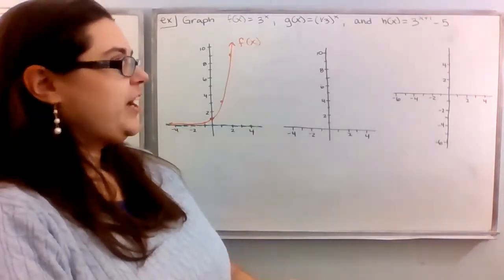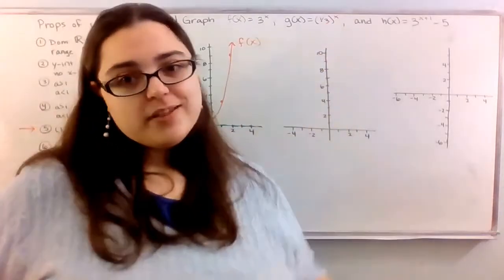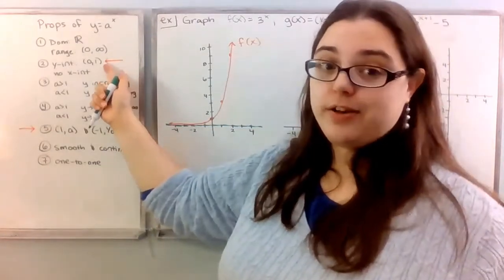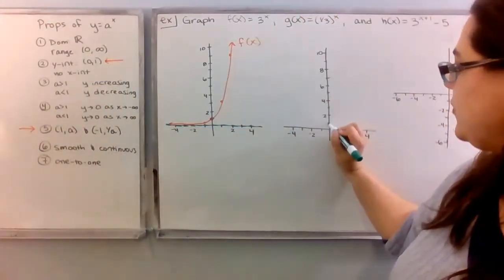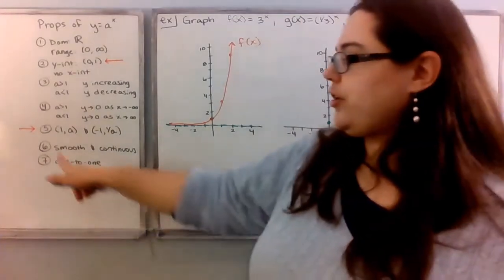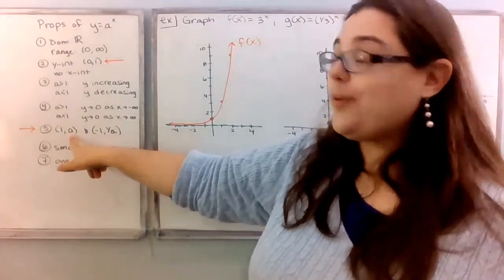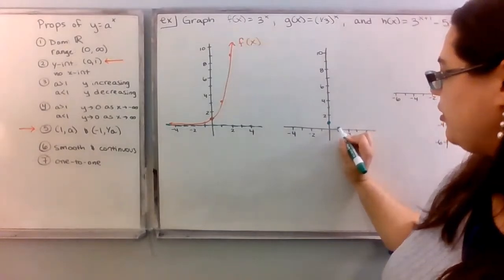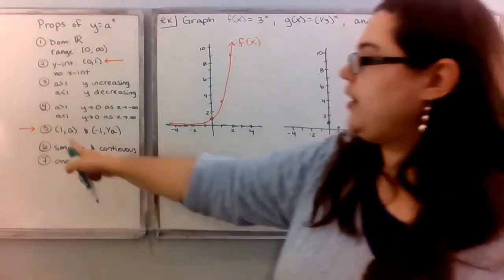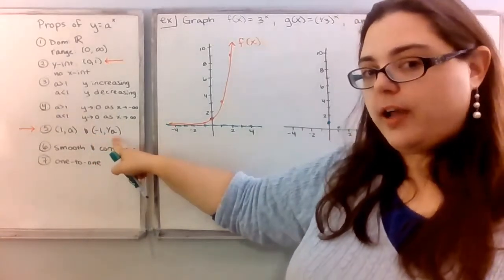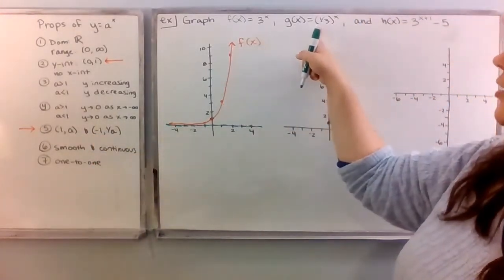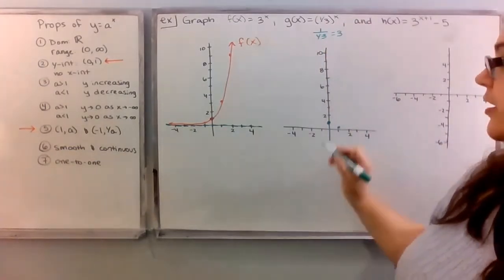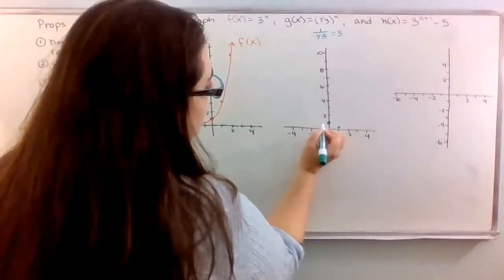So for g of x, which is (1/3) to the x power, we're in the same situation where we have something of the form a to the x. That means our y-intercept is still (0, 1), so we go through the point (0, 1). And we're going to go through the point (1, a). In this case, a is 1/3, so we go through the point (1, 1/3). And we go through the point (-1, 1/a). a in this case is 1/3, and 1 over 1/3 is the same as 3. So we have the point (-1, 3).